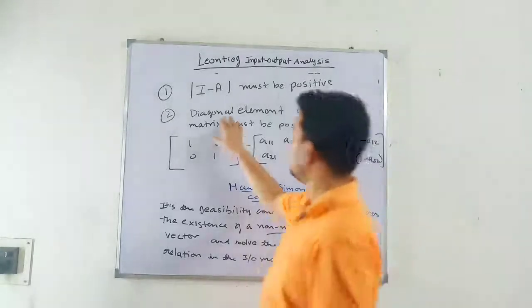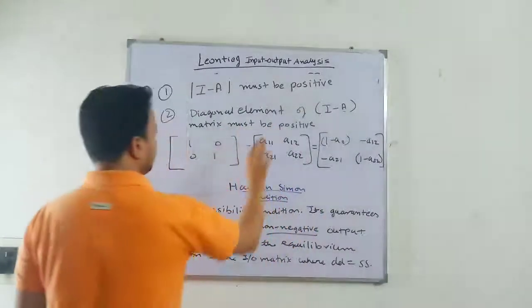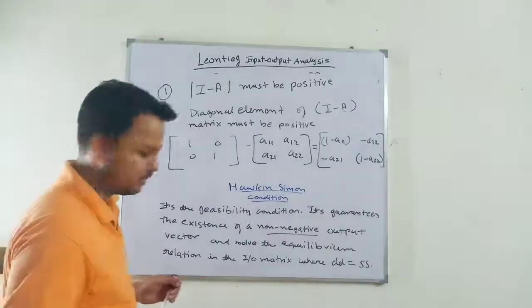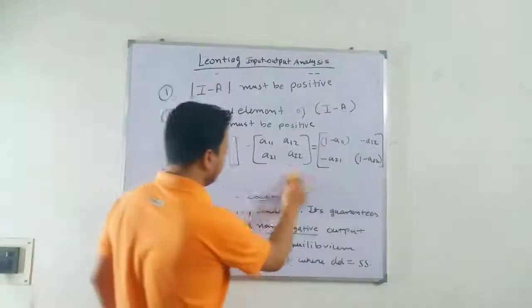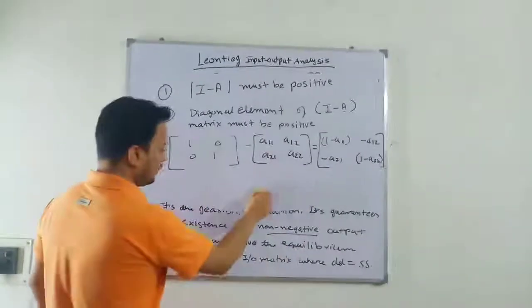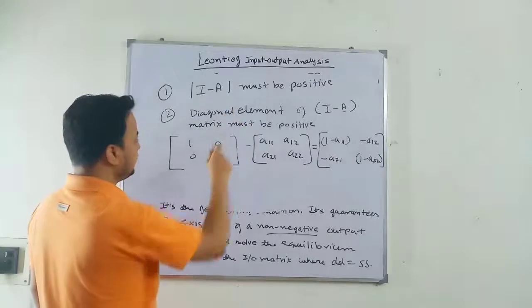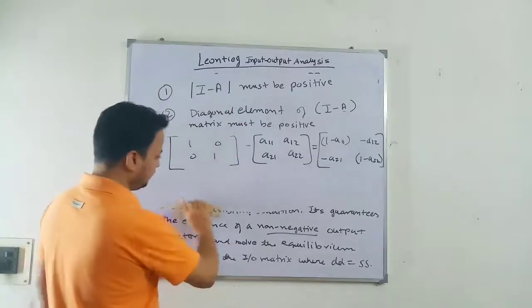The diagonal elements of the matrix must be positive, and the determinant too, because your formula is this. If you remember, this is the Hawkins-Simon condition statement, and this is the feasibility condition. Write it out.